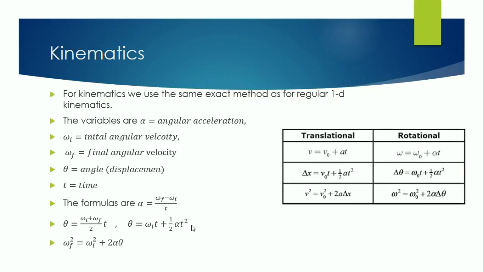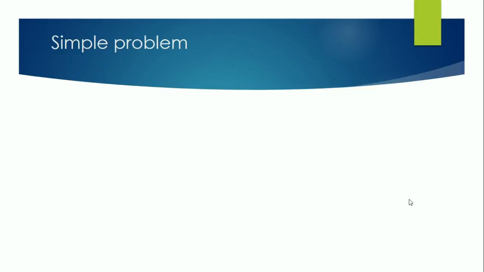And notice the translational versions look exactly like the rotational versions, except they're replaced with these weird variables. But it's exactly the same. So let's just do a simple problem. A disk is rotating at 3 radians per second. It speeds up to 7 radians per second in 6 radians. How fast did it accelerate?